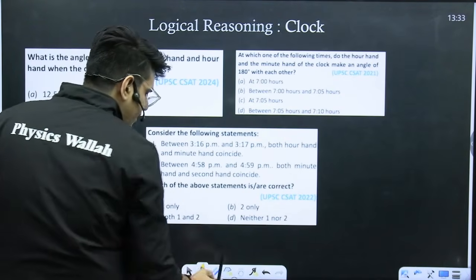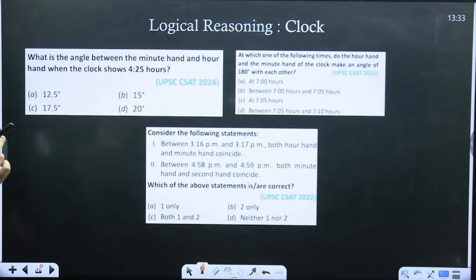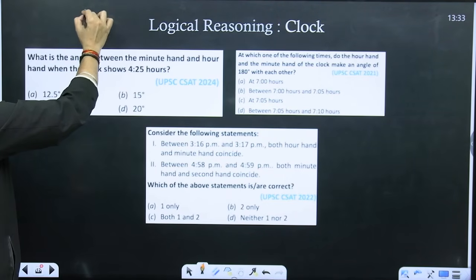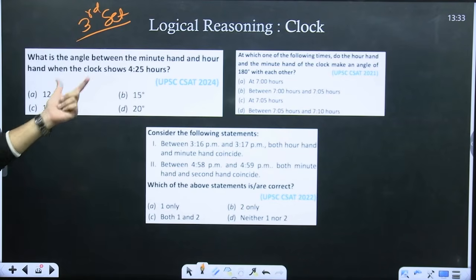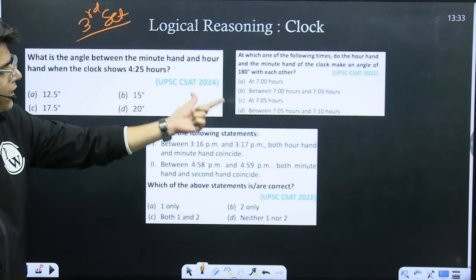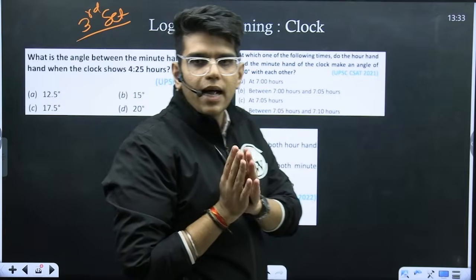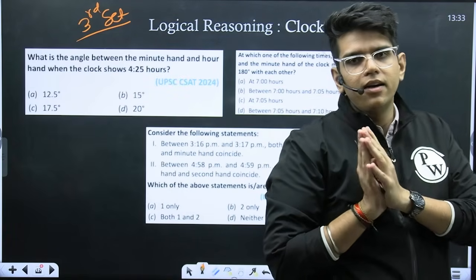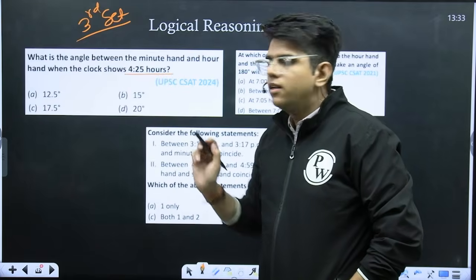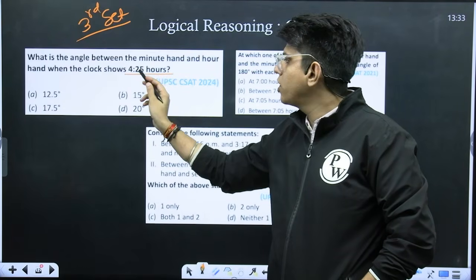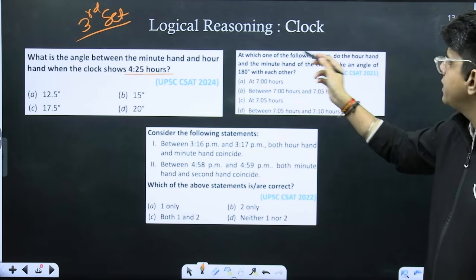Let's move to the third very important topic from reasoning, which is clock. Third set of questions, right? Now if you see, all these questions in 24, 21 and 22 are related to the angle between the hands of the clock, that is the hour hand and the minute hand. In each of these questions, you have to find the angle between the hands of the clock at 4:25. Here, between 7 to 8, when will they coincide?